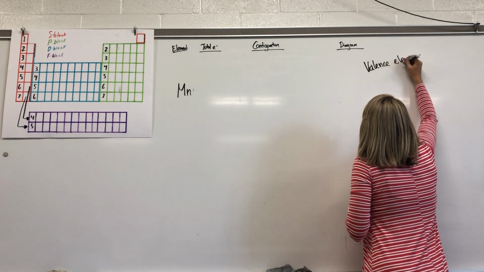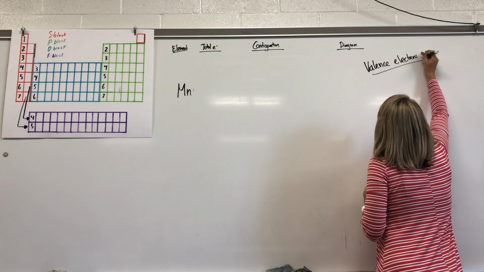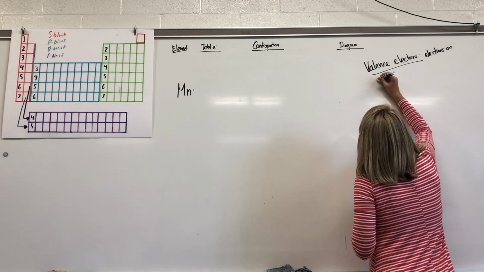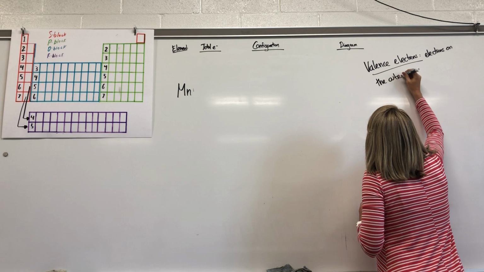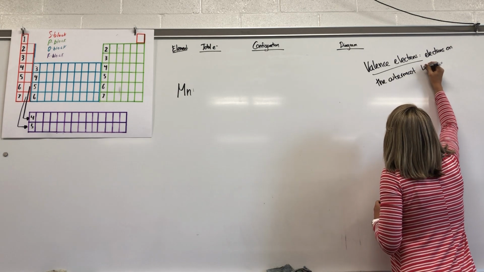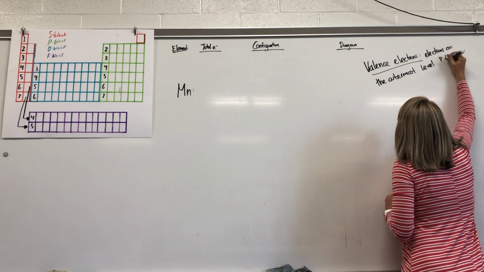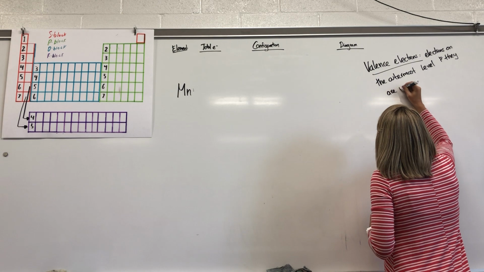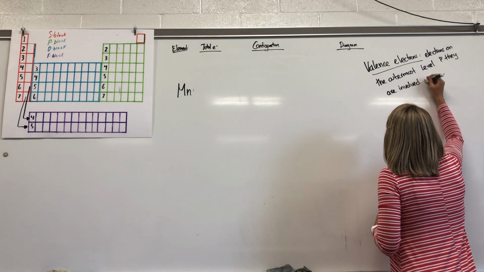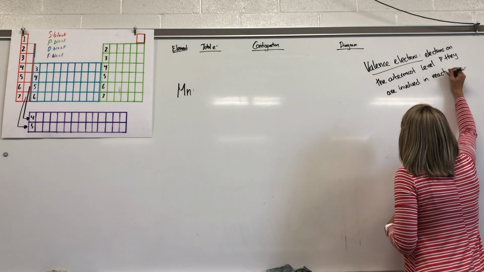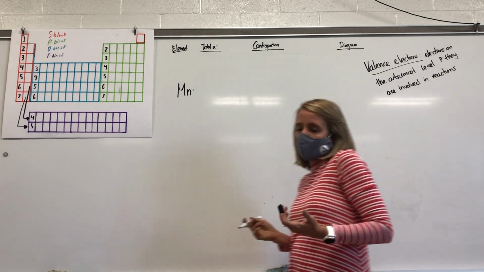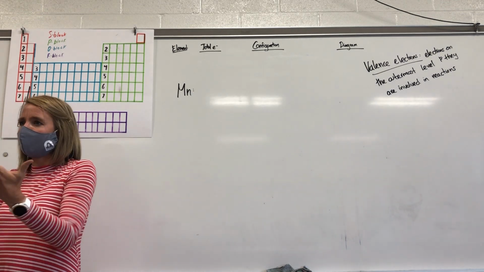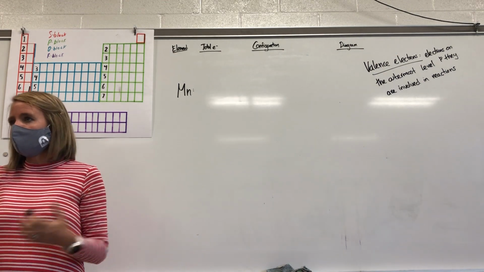The valence electrons are the electrons on the outermost level, and they are the ones that are involved in bonding and reacting. Which is what we care about in chemistry, right? Why do things bond and other things don't bond? Or why do they bond this way? How do I make this chemical a certain way so it can do what I want it to do?